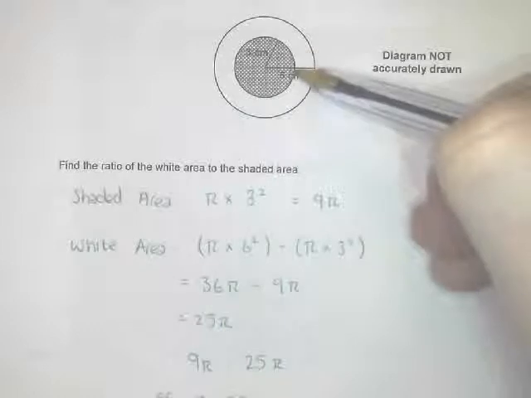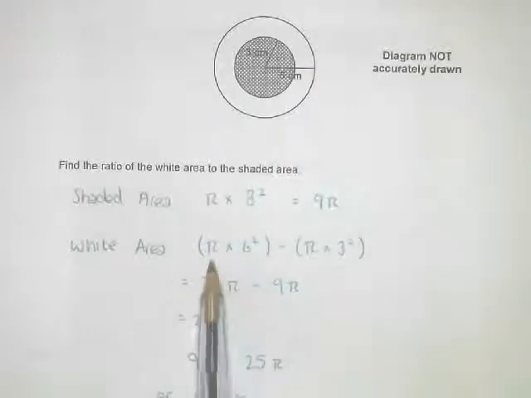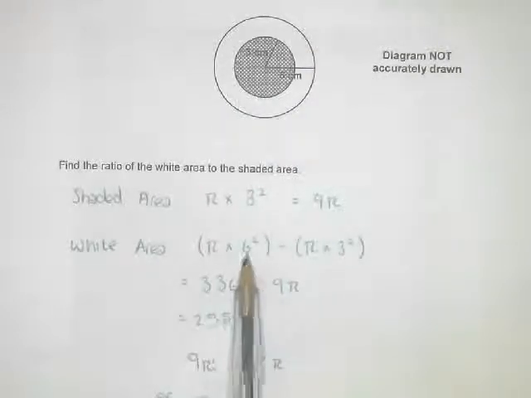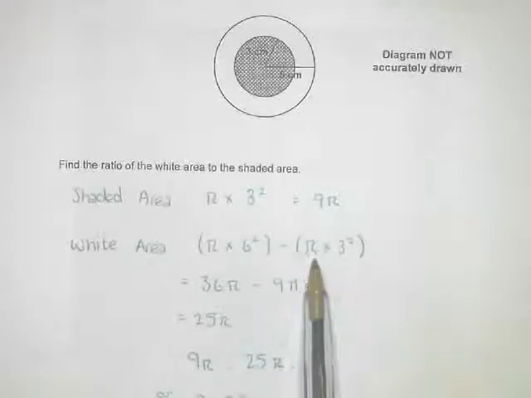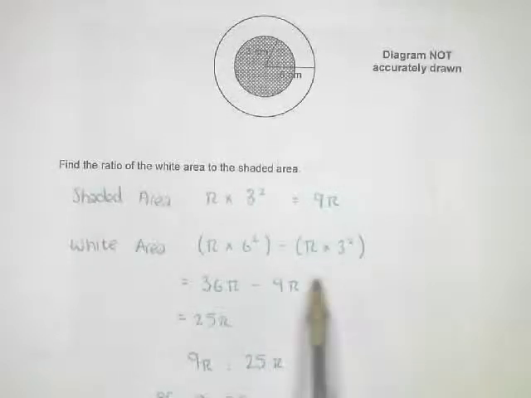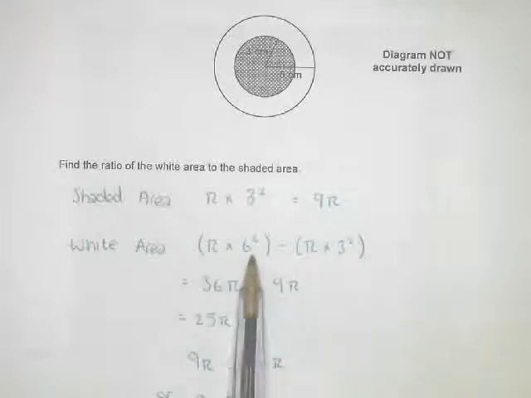So we get a mark for correctly working out the area of the shaded area from this calculation. We get a mark for this calculation and a mark for this calculation, subtracting. Final mark comes from your ratio.